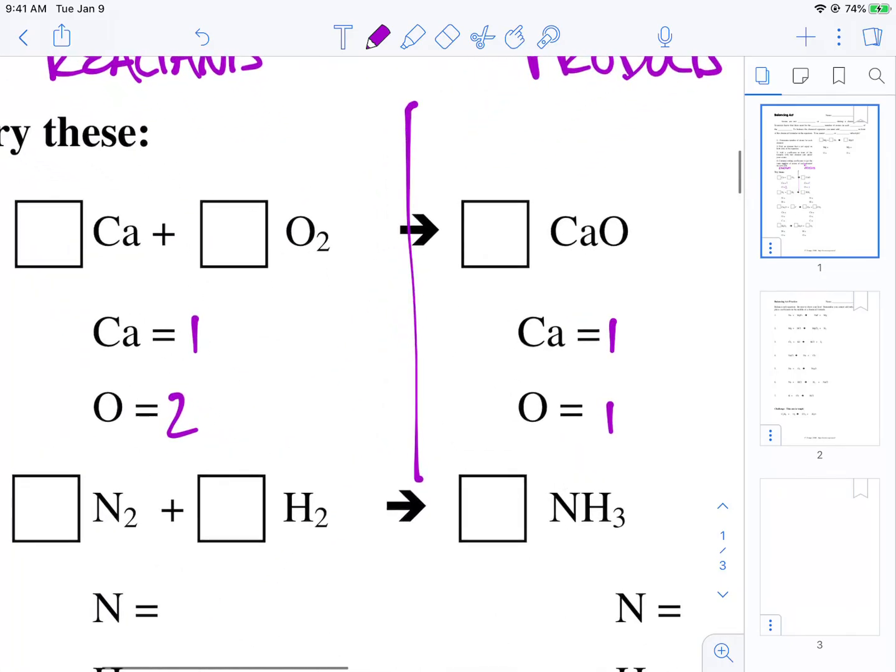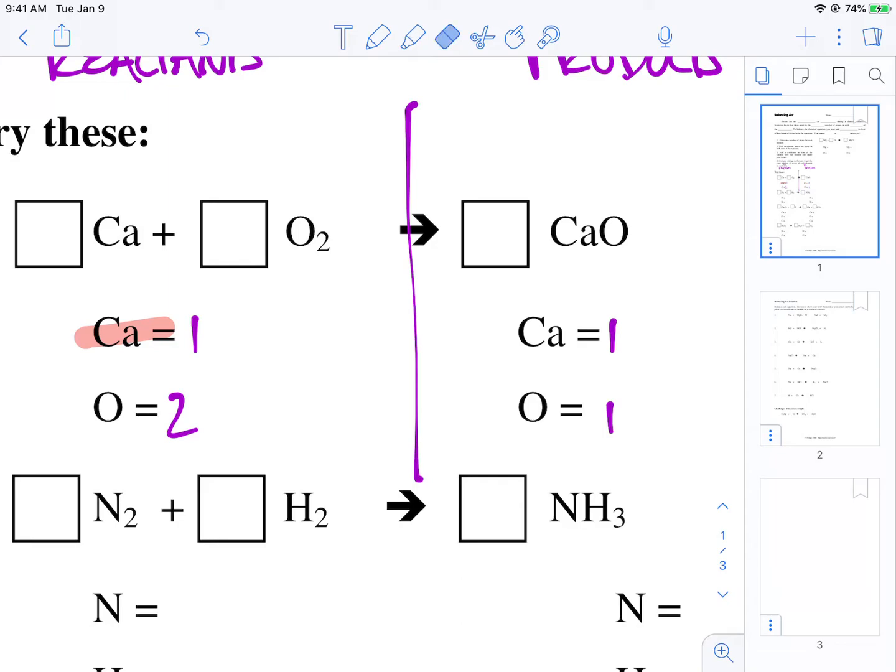So the next step is, you're not trying to get all of these to be the same number. That's not the goal. Sometimes that happens, but it's just by coincidence. All you're trying to do is get each element on each side to be the same. So you want the same number of calciums on the left side as you have on the right, and the same with the oxygens. So here's how we do this.